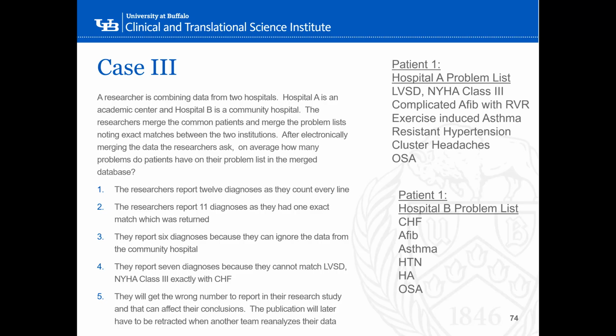The researchers report 11 diagnoses as they had 1 exact match, which was returned. They report 6 diagnoses because they can ignore the data from the community hospital. They report 7 diagnoses because they cannot match LVSD, NYHA class 3 exactly with CHF. And then lastly, they will get the wrong number to report in their research study, and that can affect their conclusions. The publication will later have to be retracted when another team reanalyzes their data.